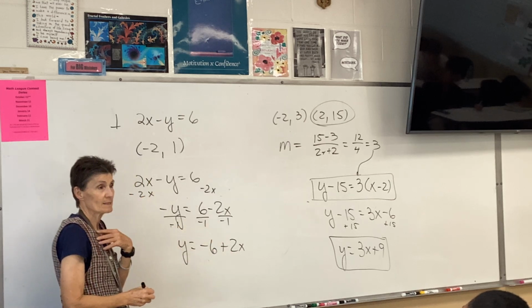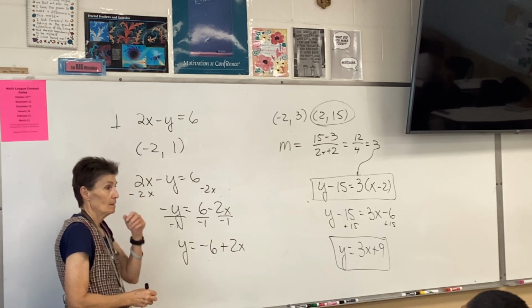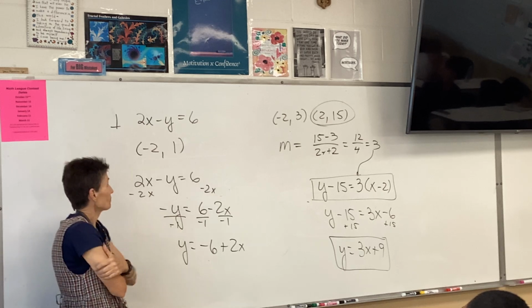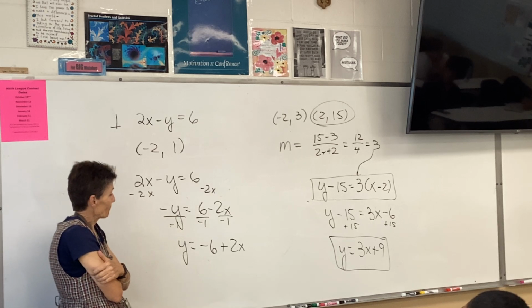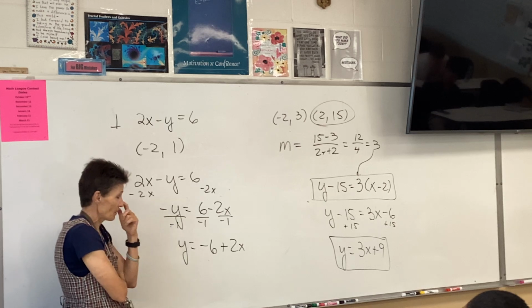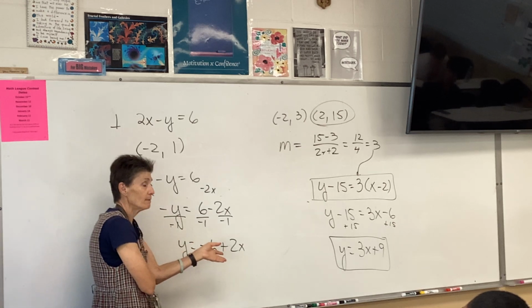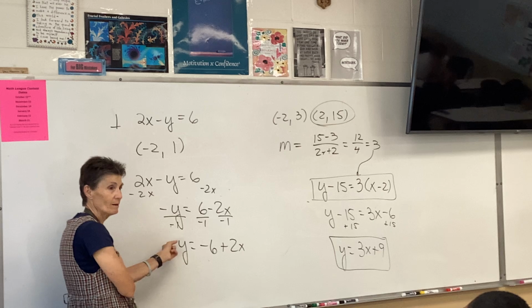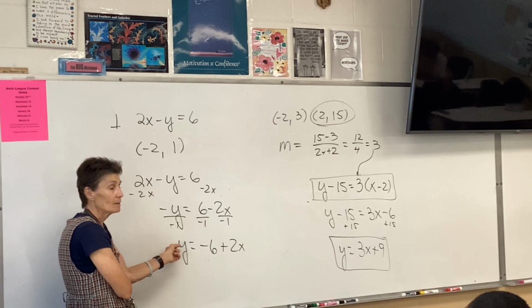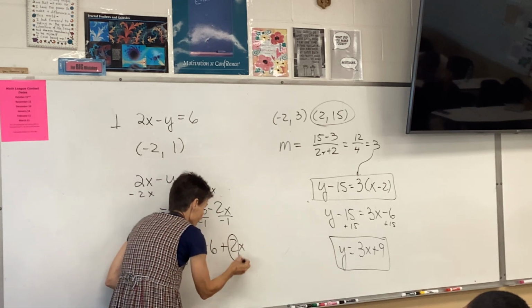Does that arithmetic make sense to everyone? Now, this is not the answer. This is the original line. What is the slope of that line? 2, right there. There's your slope.